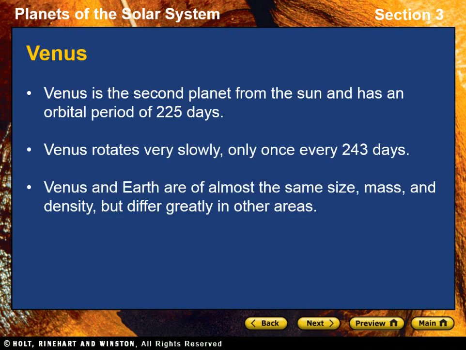Venus. Venus is the second planet from the Sun and has an orbital period of 225 days. However, Venus rotates very slowly, only once every 243 days. In some ways, Venus is Earth's twin. The two planets are of almost the same size, mass, and density. However, Venus and Earth differ greatly in other areas.